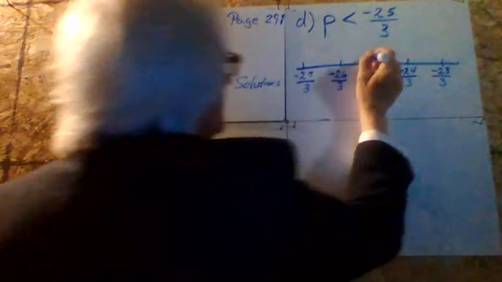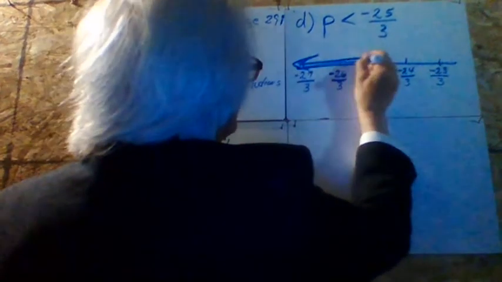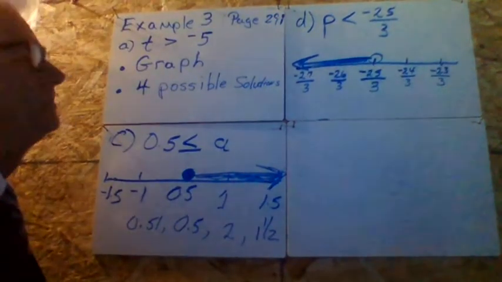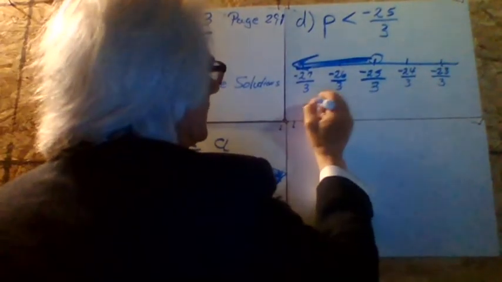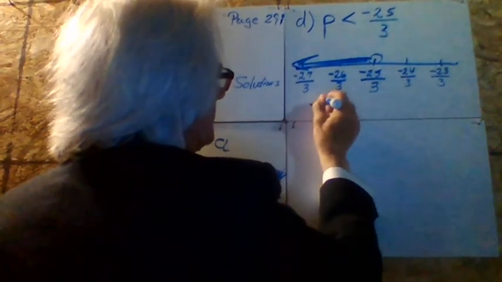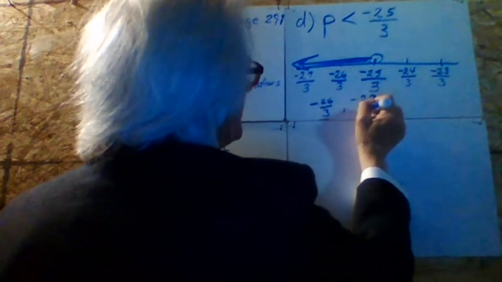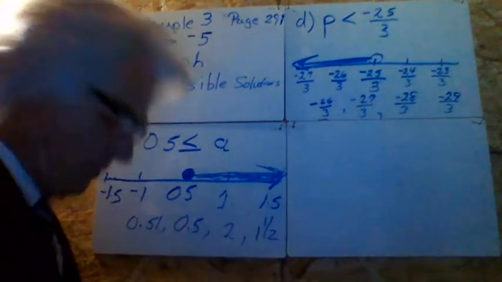No equal in this one, so a hollow dot. So it must be less than, so it's got to go to the left-hand side. So that fits my bill for that. What kind of numbers could I use for possibilities? Obviously, negative 26 over 3, negative 27 over 3, negative 28 over 3, negative 29 over 3. All of them kind of fit the bill.